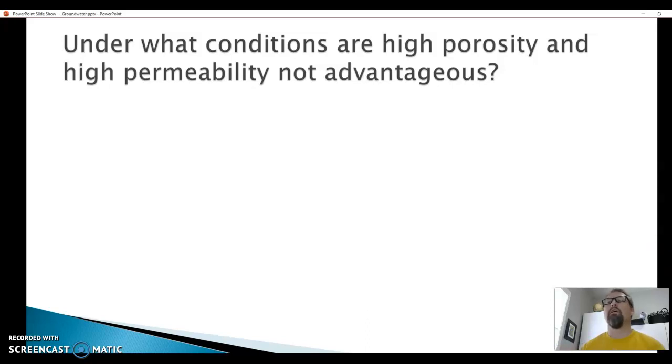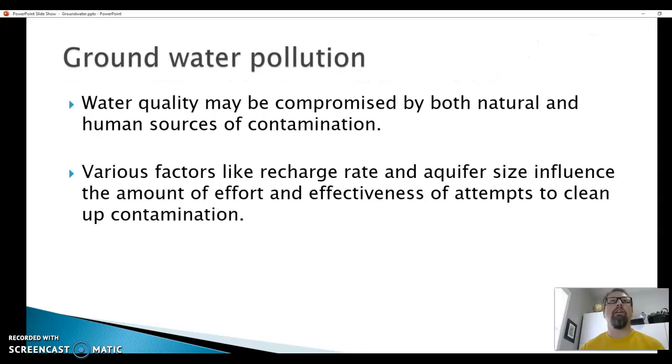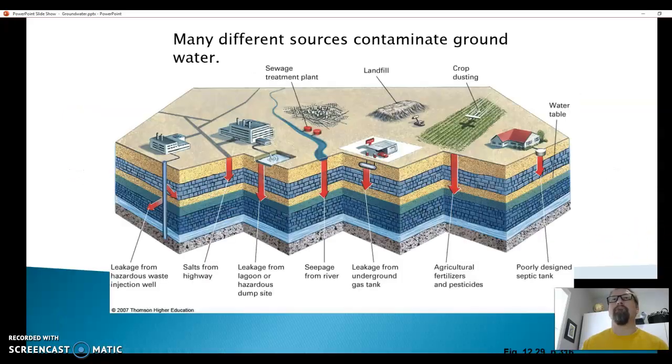By just having the general rate. So thinking about when it's not advantageous, when there's pollution in the ground, right? When there is a contaminant in the ground, that's when you would not want the water to move faster through the ground, because it's going to move that pollution closer to a source like your well.